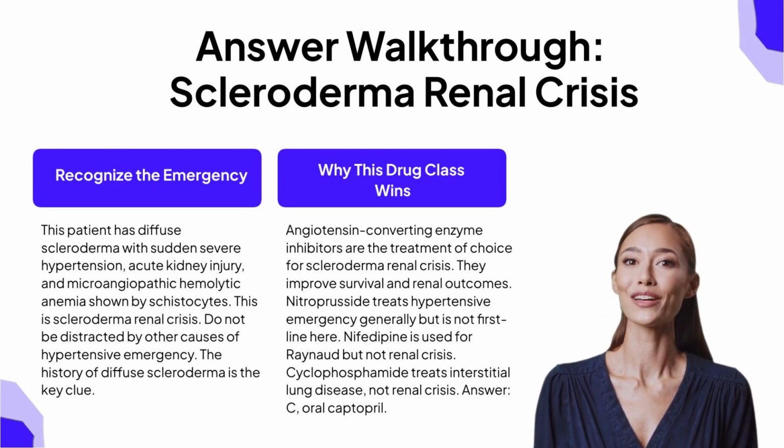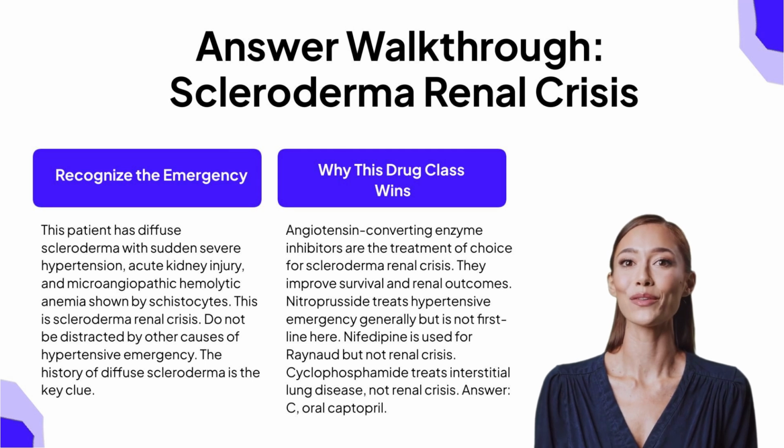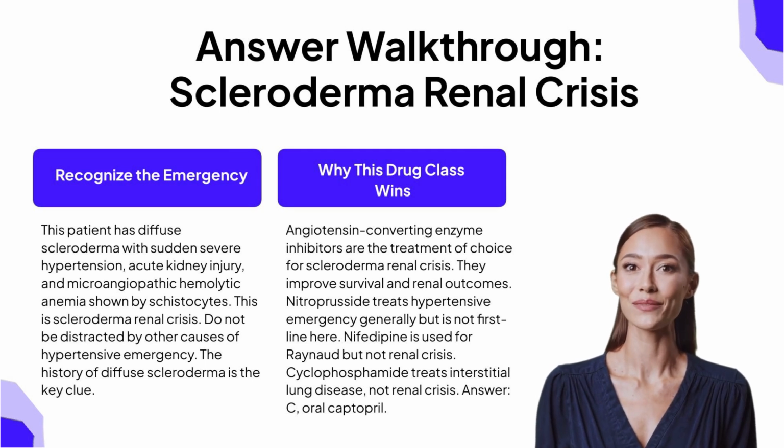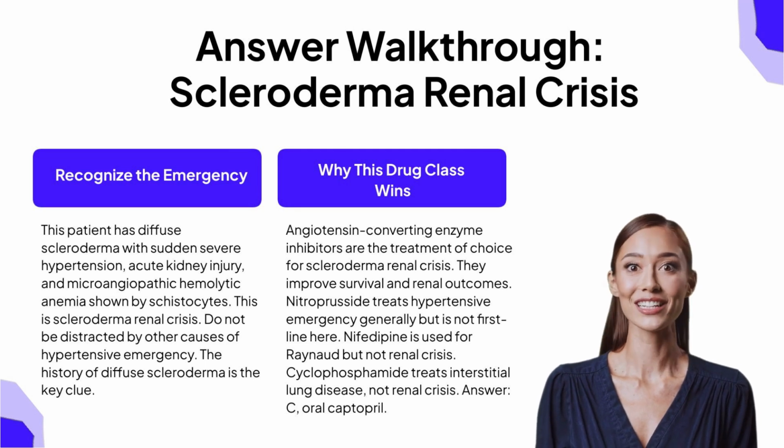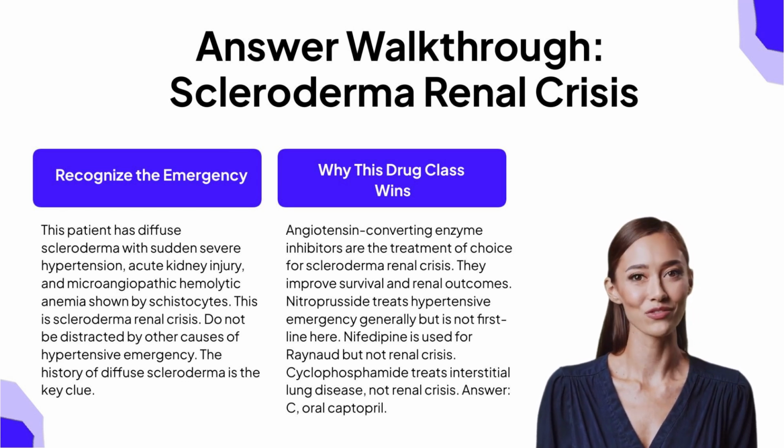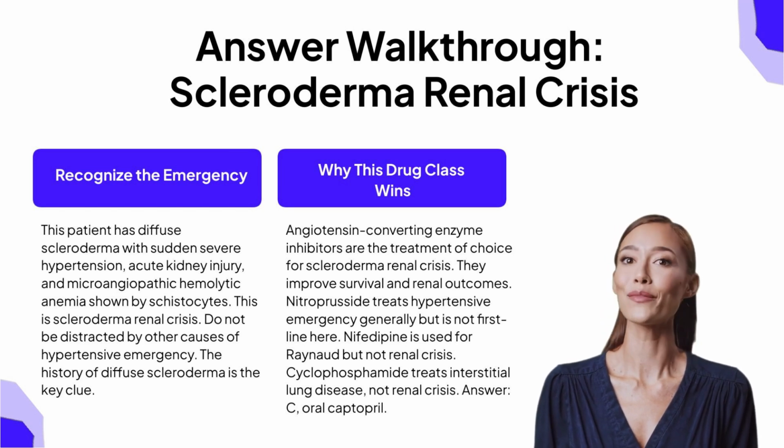Oral nifedipine is used for Raynaud phenomenon, but not for renal crisis. Intravenous cyclophosphamide is used for scleroderma-associated interstitial lung disease, not renal crisis. The correct answer is C, oral captopril. This is a must-know board fact. You will find detailed coverage of scleroderma renal crisis in the rheumatology and nephrology sections of your review resources.